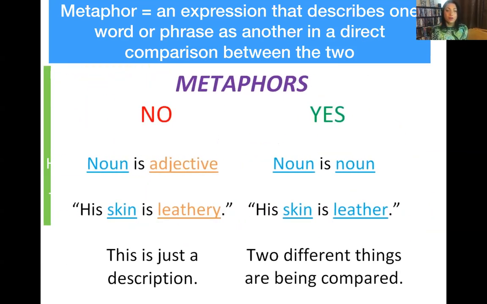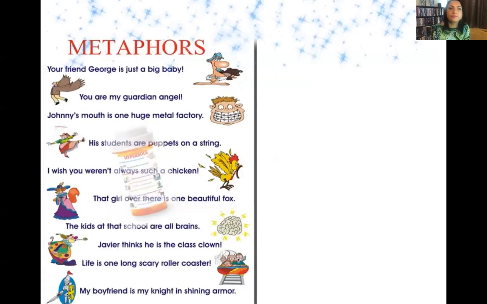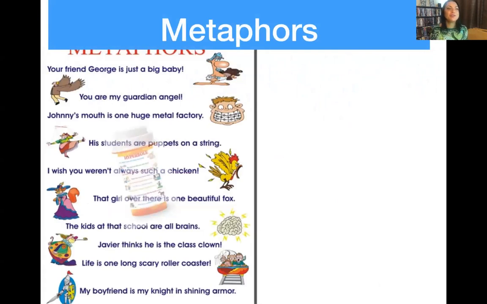Another thing with metaphors is if it starts with a noun, it's an adjective. His skin is leathery. It's a description. So if it has a modifier, it is just a description. To be a metaphor, it is a direct comparison between two things. His skin is leather. Doesn't make sense, right? Unless you understand leather. His skin is leathery. He has leathery skin, but his skin is leather is another noun. Okay. Some more examples of metaphors.